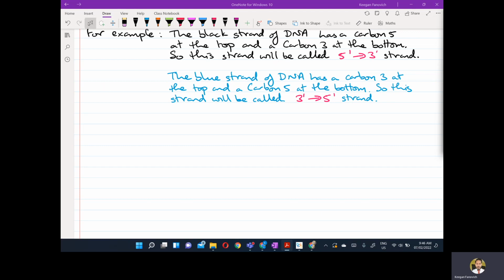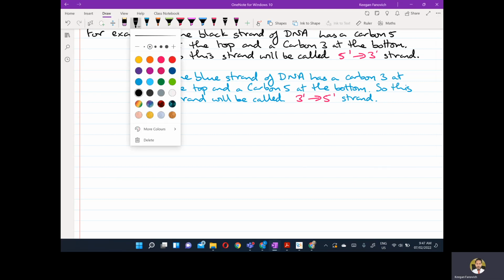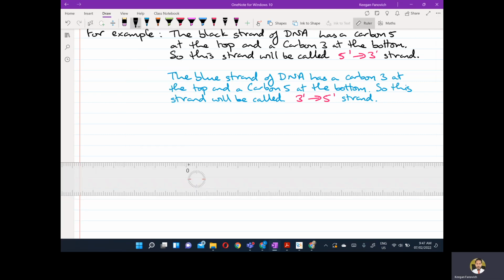So with that in mind, and understanding the naming, it's going to take us now to DNA replication. Okay, fun stuff, DNA replication.